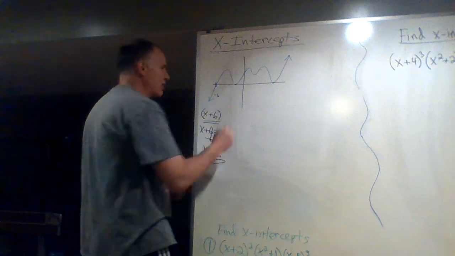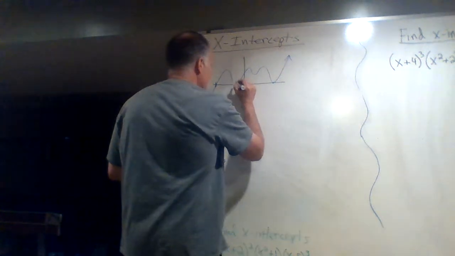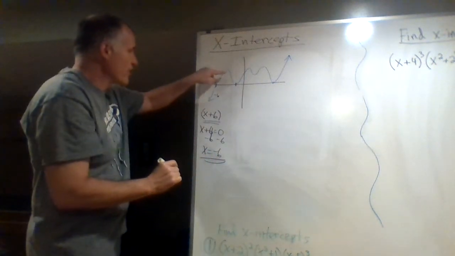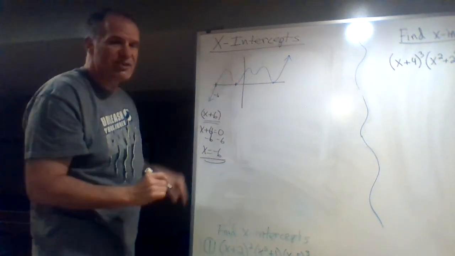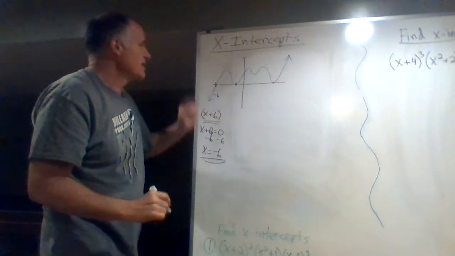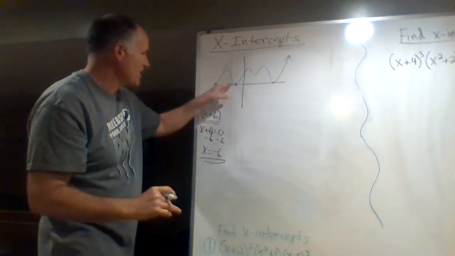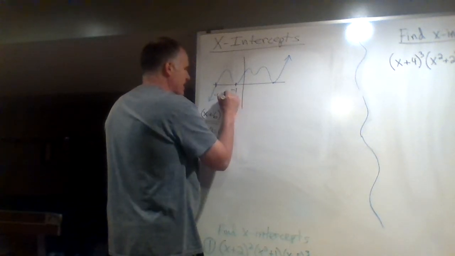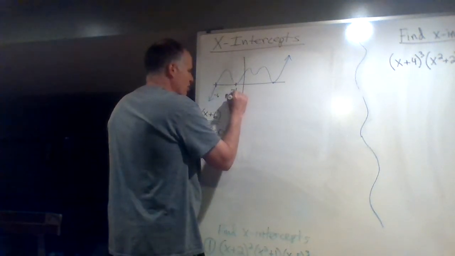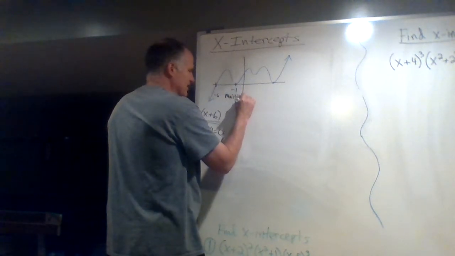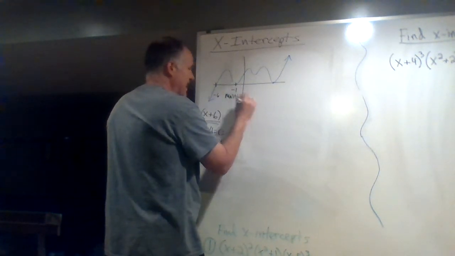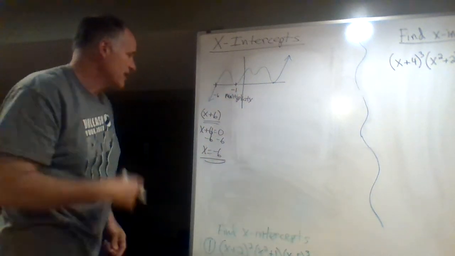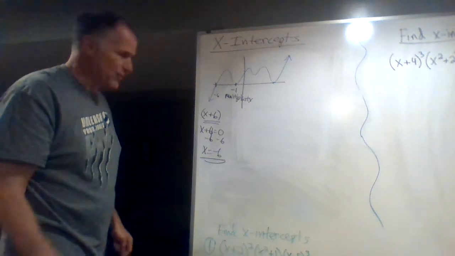Now here's the part that's kind of new. This right here is where the graph is coming down and touching. That is an x-intercept, but it's a special one because it's touching and going back up. So this one, let's say that's at -1, has something called multiplicity, which means it has more than one solution. Because it comes down and touches and goes back up, there's actually more than one answer there.